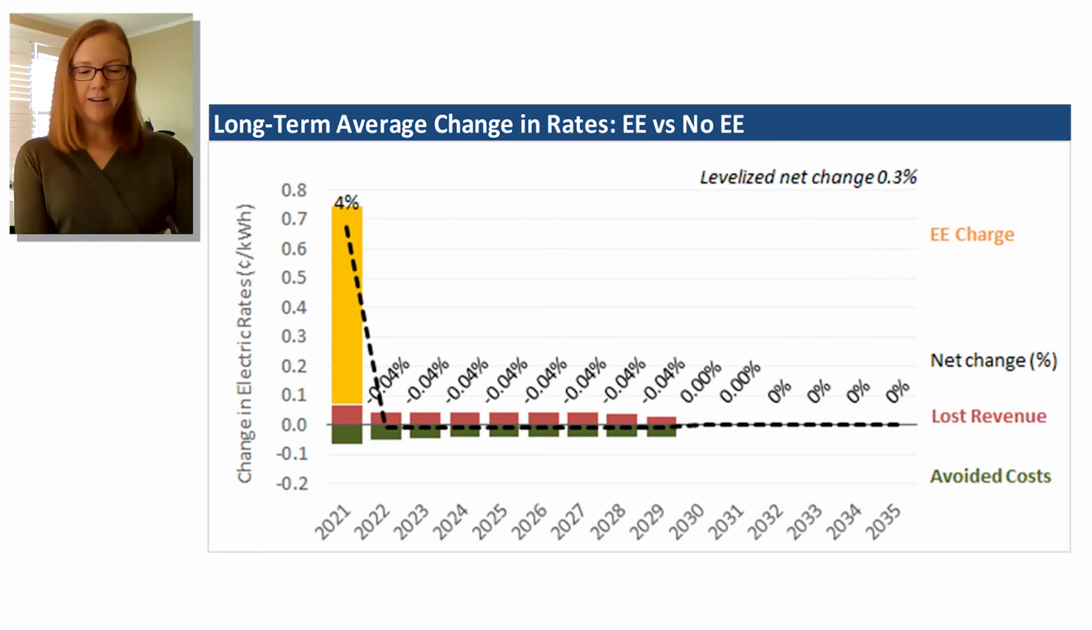So when we look at the sales forecast and customer counts and all future aspects that go into this graph, it's looking just in isolation without future energy efficiency. So that's the story on rates. I'm curious, what does your next graph show?